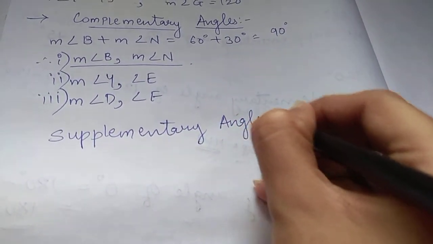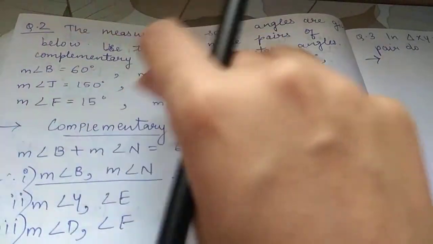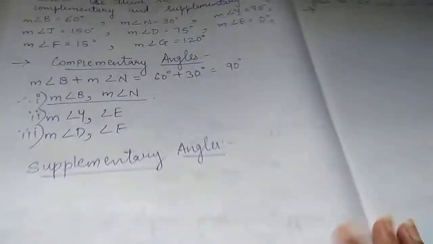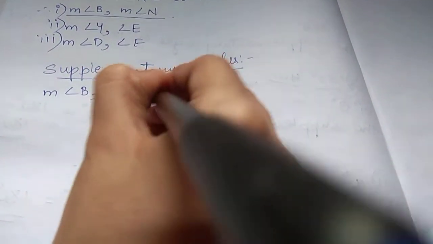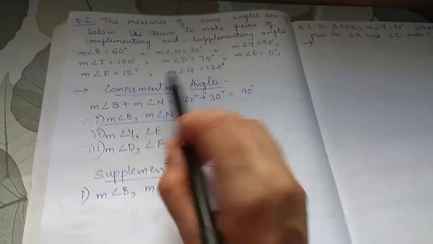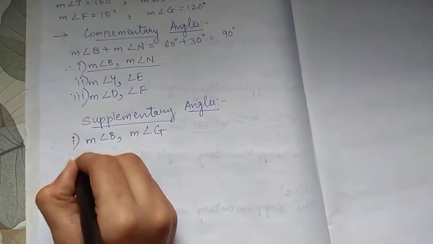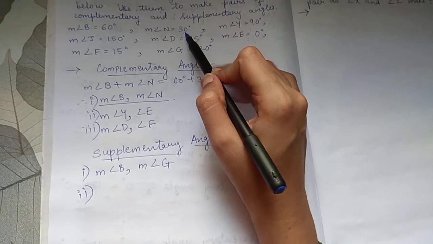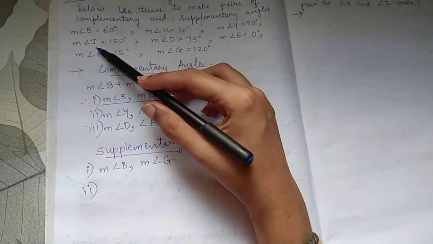Okay, if 60 is there, what number will be added to get 180? It will be 120. So measure of angle B and measure of angle G are the first pair, because B is 60 and G is 120. Then next, 30. What number added to 30 will give 180? It will be 150. So angle N and angle J.